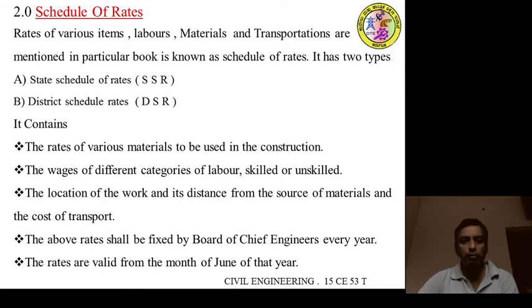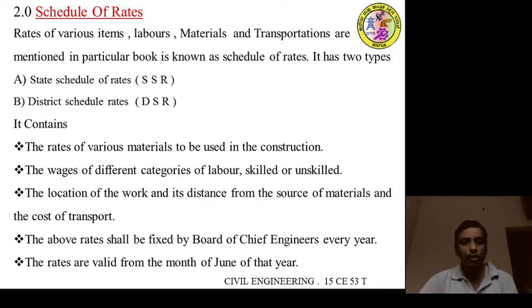The above rates shall be fixed by the board of chief engineers every year. That means the rate will differ from year to year. The schedule of rates will be fixed by the chief engineer or any other competent authority. It will not be the same throughout 10 years or 20 years. The rate will differ from year to year.